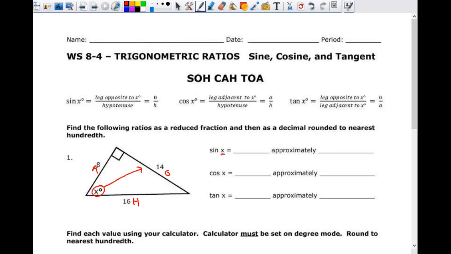So sine is opposite over hypotenuse. Opposite was 14. Hypotenuse was 16. What's 14 divided by 16? 0.885.